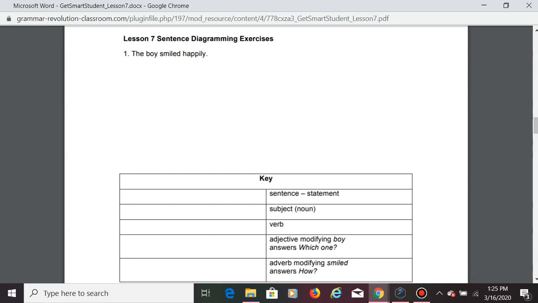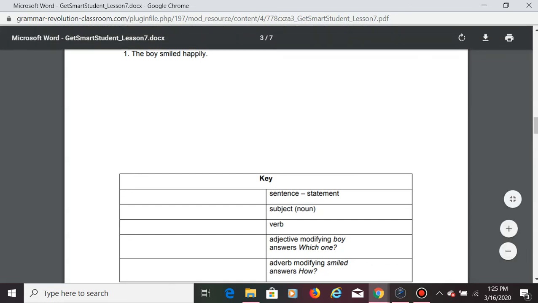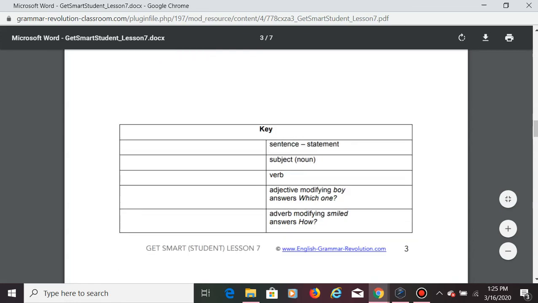Okay. I'm going to assume that you paused the video and you wrote this down. You also wrote your box out. Sentence, statement, subject, verb, adjective modifying boy answers which one. Adverb modifying smiled answers how. Okay? You should also have this written on the bottom.